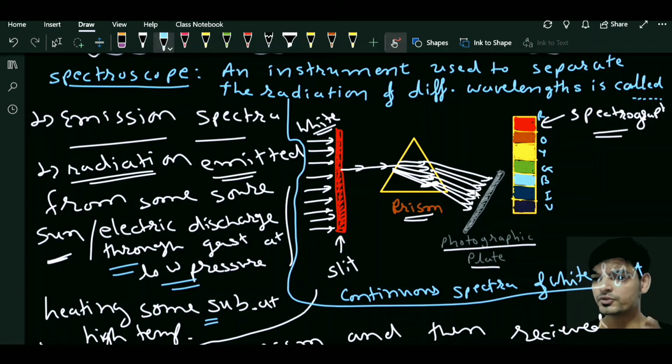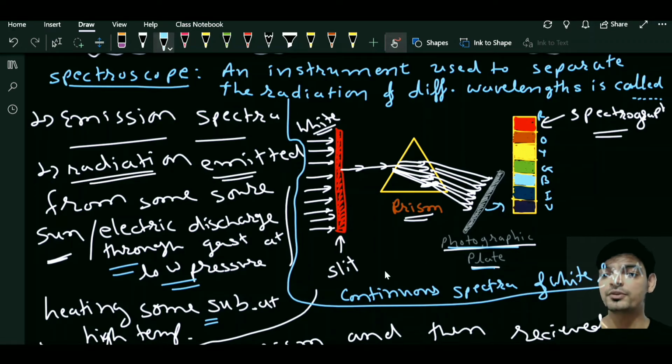Are you getting my point? So continuous spectra means you are getting a continuous spectra of different colors. Whatever colors they are emitting, you are getting the continuous band without any gap. I'm explaining again: white light we have passed through the slit, then through the prism, and we are getting on the photographic plate different color bands, and there is no space between them. So this is the continuous spectra.